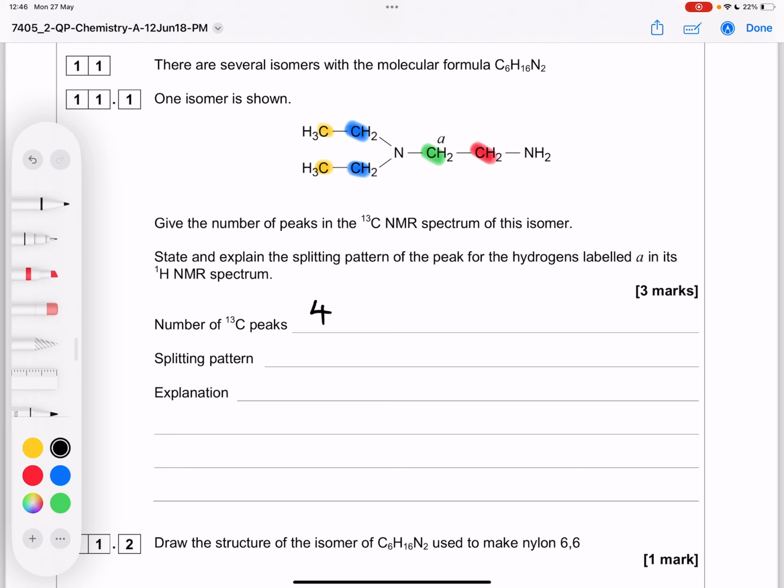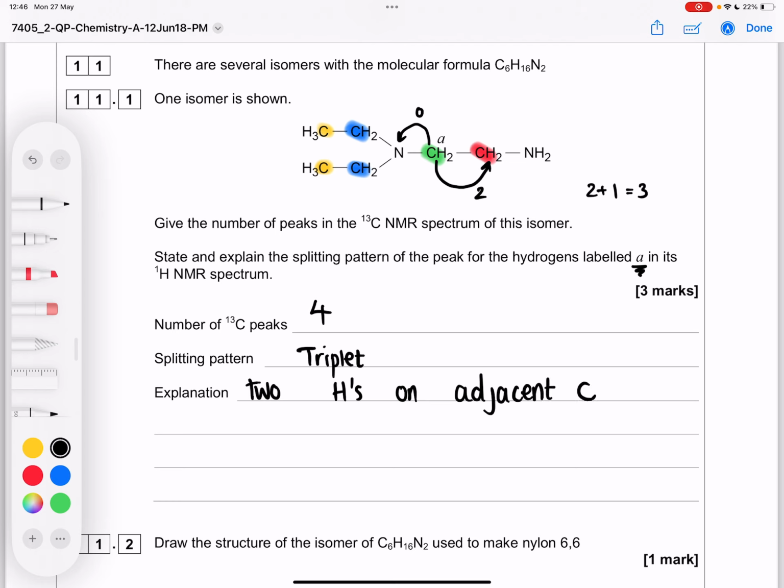Then it wants the splitting pattern of the hydrogens labelled A. So remembering that splitting is about going next door. So no next door neighbours this way, 2 next door neighbours this way. And when we're doing splitting, we're using the n+1 rule. So 2 + 1 is 3. So we're looking for a triplet. And why are we going to get a triplet? There are 2 H's on the adjacent carbon. n+1 is 2 + 1 = 3.